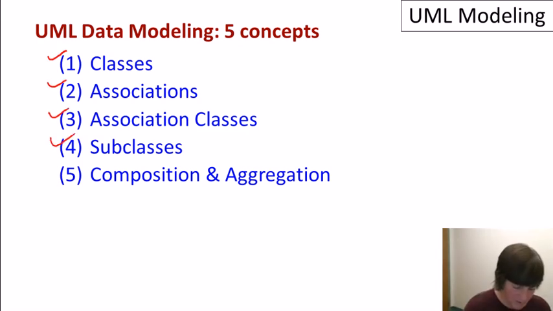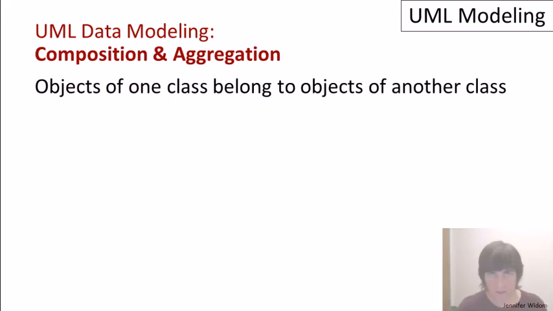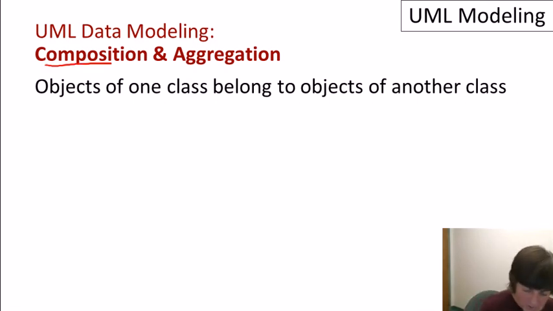Okay, we've now made it to our last concept, which is composition and aggregation. Let me start by clarifying right off that aggregation here has nothing to do with aggregation in SQL. It's a completely different concept. So let's first talk about composition. Composition is used when we have a database structure where objects of one class kind of belong to the objects of another class. And the example I'm going to use is colleges and departments.